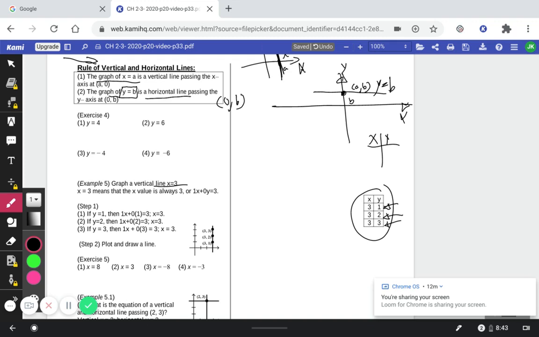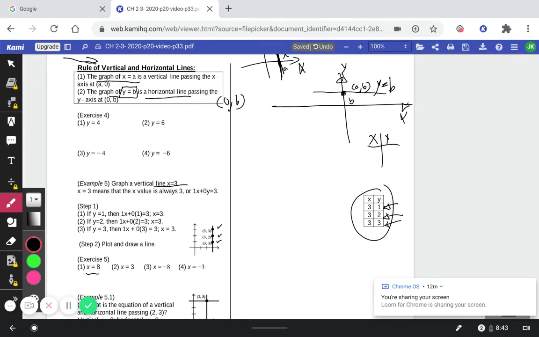Okay, let's plot this. (3, 1) is here. (3, 2) is here. (3, 3) is here. And then connect with a straight line, nice and easy. Then you get a vertical line, because there is no y value. Actually, x equals 3 means no matter what y value, x is always 3. Okay?